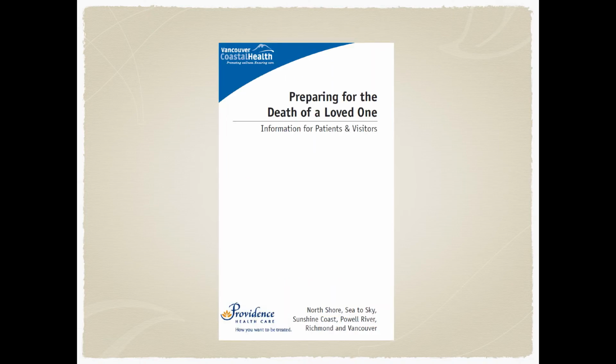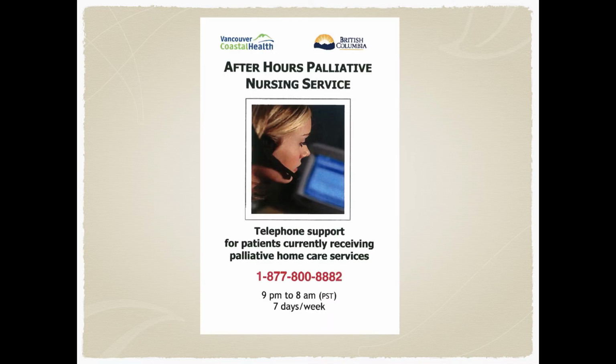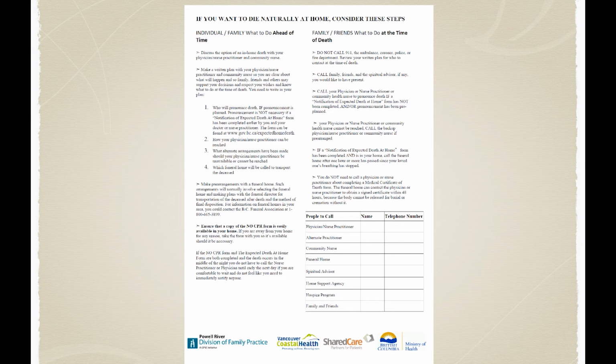What to do when someone dies, preparing for the death of a loved one, the after hours, because in our community, I don't know if you all know this, it's even 4:30. From 4:30 to 8 in the morning, there's no after hours home and community care nursing services available. So from 9 o'clock on, there's an after hours 1-800 number that families can call. 4:30 to 9, nothing. And this is a form to help families if they wanted to die at home. It just helps them keep track of all the people to phone if there is going to be a death at home.